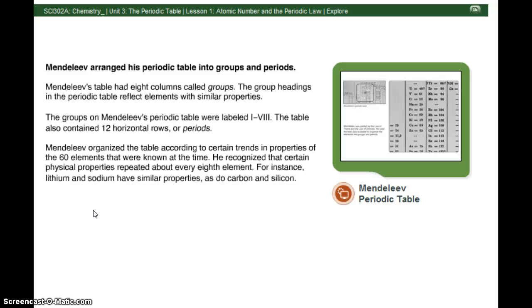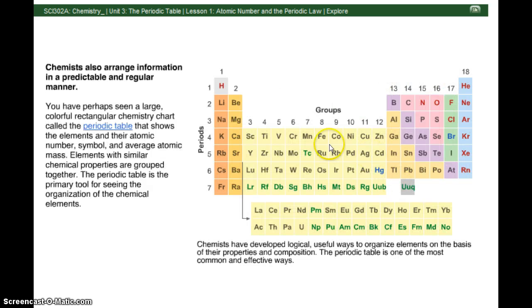He recognized that certain physical properties repeated about every 8th element. For instance, lithium and sodium have similar properties, as do calcium and silicon. All right, so he put the elements on cards, and then he said, okay, so I do lithium, and then beryllium, boron, carbon, nitrogen, oxygen, fluorine, neon. And he got to sodium, and he's like, whoa, sodium's a lot like lithium. I'm going to put it underneath. And he got to magnesium, he's like, oh, look at this. Magnesium is a lot like beryllium.